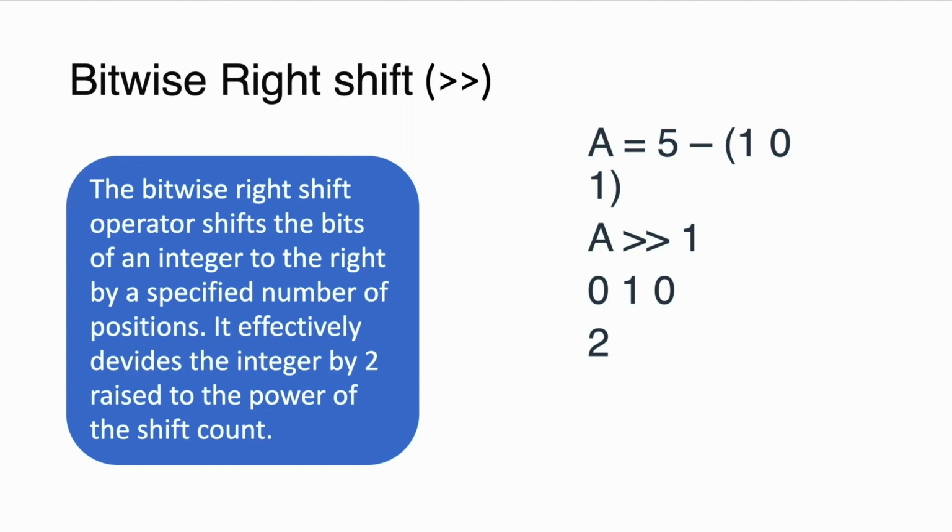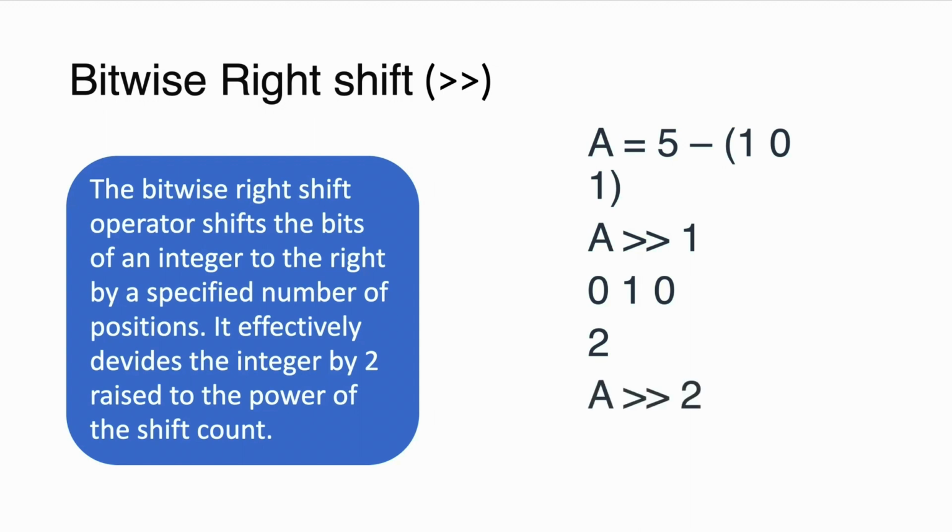But you can also find this result using a mathematical formula where all you have to do is divide 5 by 2 to the power of the shift count, which means that in this case our shift count is 1, right? We have moved the bits towards the right direction by the position of 1, which means our shift count is 1. So in that case we can divide 5 by 2 to the power of 1, and the result will be 5 divided by 2, which will result in the number 2. This is also one way of finding the bitwise right shift operation for a particular integer.